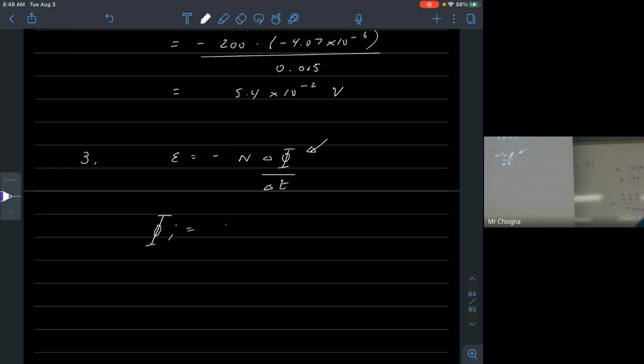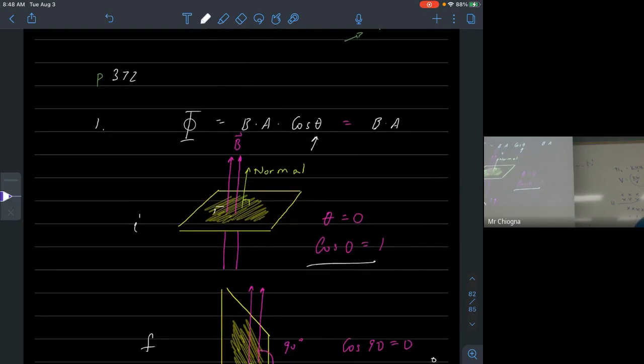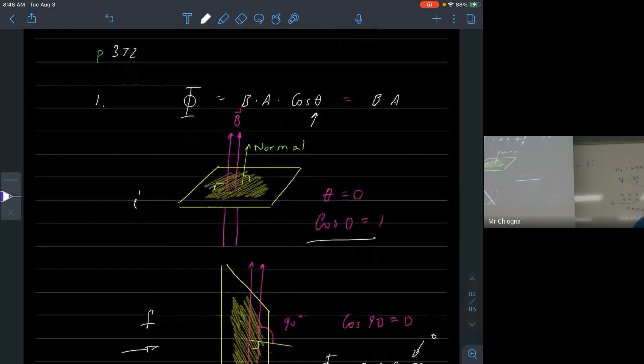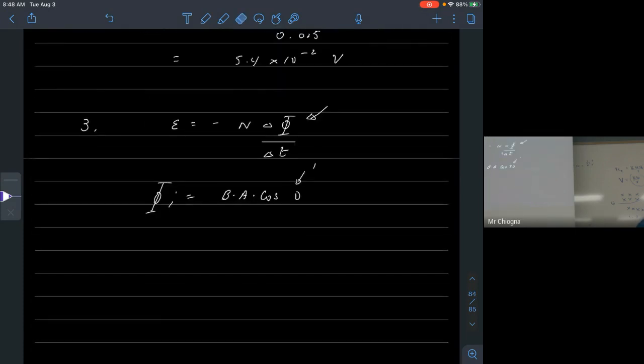Initial is... Because the field is, it's this situation here. That's the initial, same as before. So the angle is 0. I think I put cos of 90. It should be 0. Okay. So initial is simply BA.